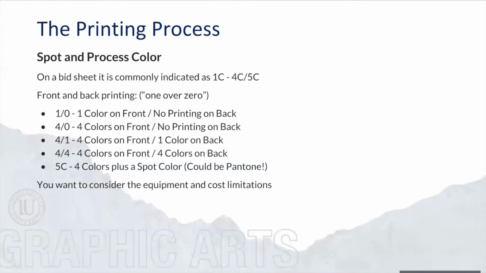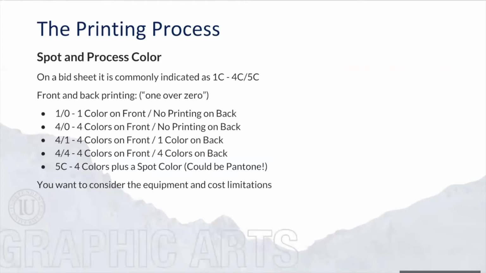And some people, when they think of 4 colors, they think, oh, so I can only pick 4 colors? 4 color printing means CMYK. Putting together any of your images, those are CMYK. You can have a full spectrum of colors because they're going to break it down to those 4 plates. 4/4, 4 colors on the front, 4 colors on the back. And then 5C would be your 4 colors plus a spot color. So that could be Pantone, your Pantone color.